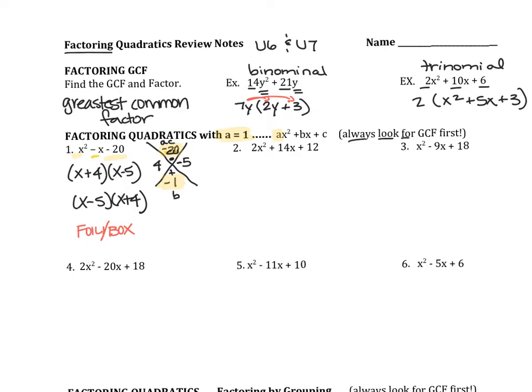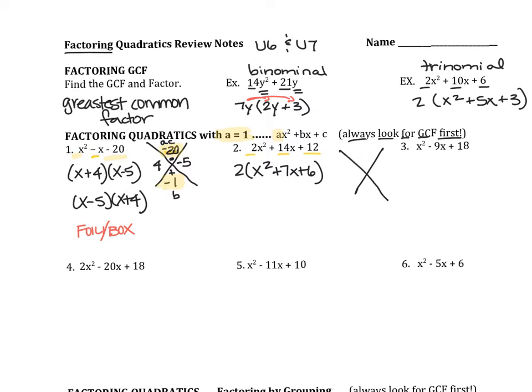Always look for a GCF first. If you don't, you'll usually see it in the end and be able to take it out in the end, but it does tend to make your math easier because it makes your numbers smaller to work with. So in this case, for instance, as I look at this problem, I notice that my coefficients are 2, 14, and 12. They're all even. So I'm going to factor out a 2 before I get started. And when I do that, I have x squared plus 7x plus 6, and then I start my process.